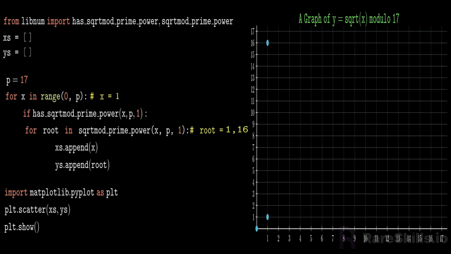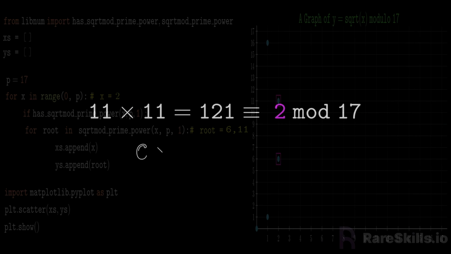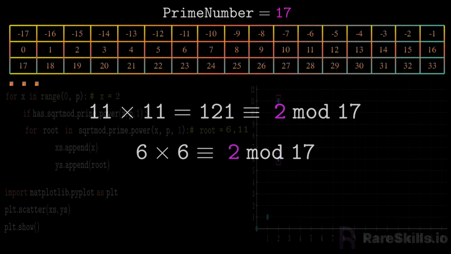So now moving to x is equal to 2, we have a square root of 11, as we discussed earlier, because 121 is congruent to 2, and the square root of 121 is 11. 6 is the additive inverse of 11 because 11 plus 6 is equal to 17, which is congruent to 0. Since 11 is a square root, negative 11 is also a square root. 6 is congruent to negative 11, so 6 is also a square root.